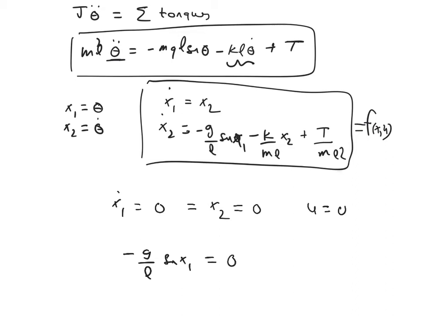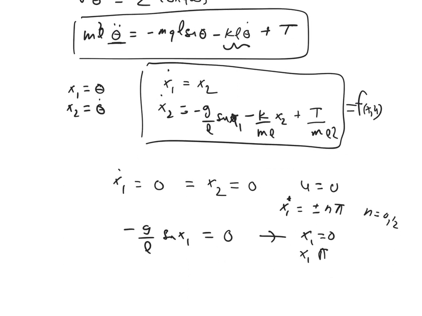Now you can see, where can this be 0? At x1 equals 0, right? And x1 equals pi. So I can say that x1 equilibrium is basically plus minus n pi, where n is equal to 0, 1, 2, whatever, right? So basically lots, or you can say at least two equilibrium points, are isolated also. They're not connected. One is here and one is at the bottom of it.